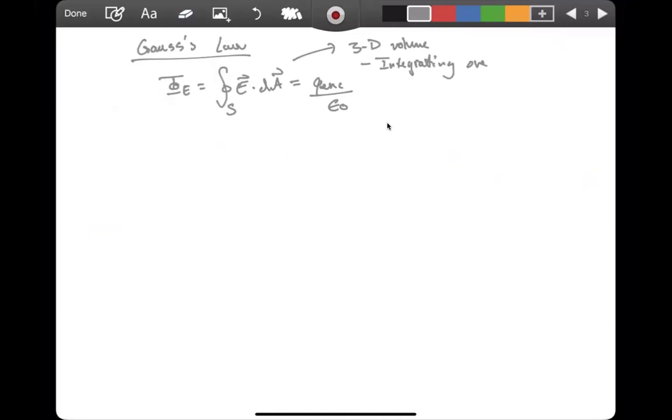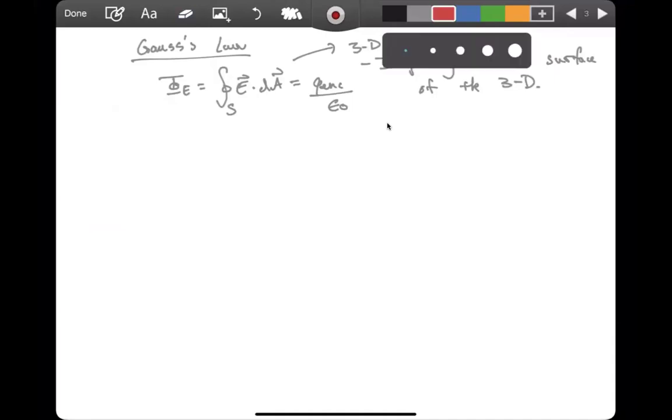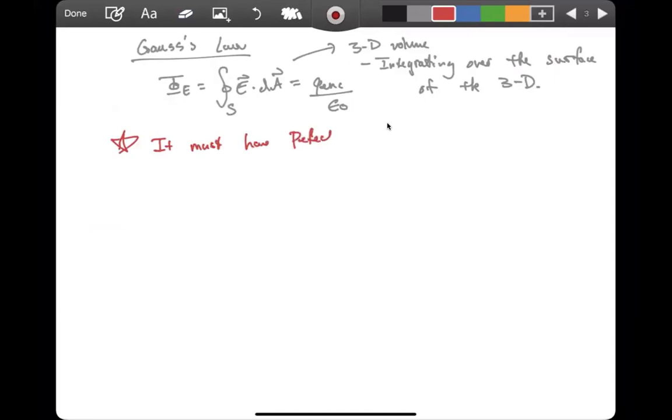So over the surface of the 3D volume, okay? Which is why it's a two-dimensional integral, because we're integrating over the two-dimensional surface area of that. But again, this thing has the caveat that it must have perfect symmetry. Meaning if it doesn't have perfect symmetry, you cannot use this.